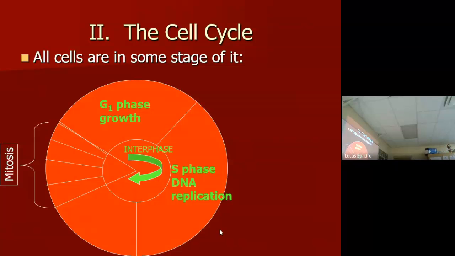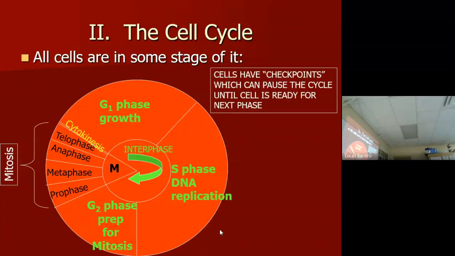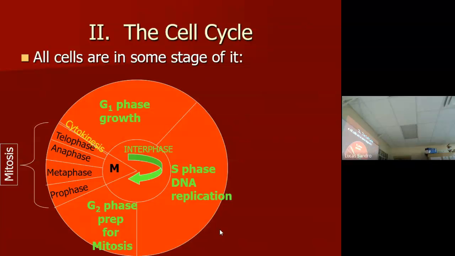Then, sort of final prep for mitosis, making extra cell parts so the two new cells will have enough. Stuff like that. And then mitosis. Mitosis turns out to have 4 distinct phases. We call this M phase as a whole. Prophase, metaphase, anaphase, and telophase are the 4 phases of mitosis. And then there's an event that we kind of think of as the end of it, called cytokinesis. So that's the cell cycle.